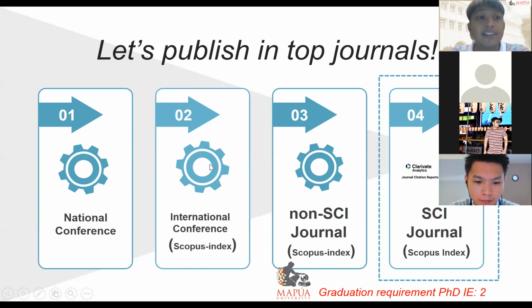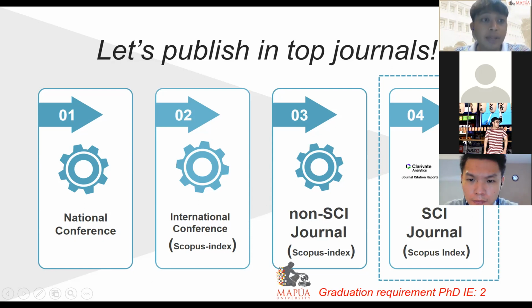Next one is an international conference, with the Scopus index. A little bit higher, we call it a non-SCI journal or Scopus journal. In the Scopus journals, when they reach a certain index value, they go to the highest level, which is what we call SCI or SSCI journals. So not all Scopus journals are SCI journals. You can check in JCR, Clarivate Analytics. If the journal has an impact factor and is registered there, that is an SCI or SSCI journal.